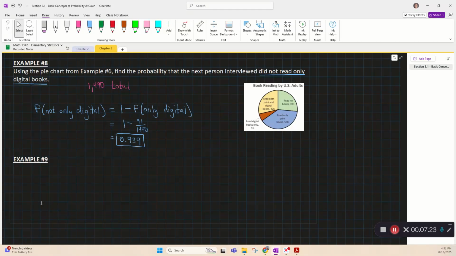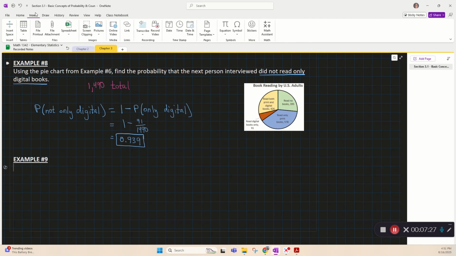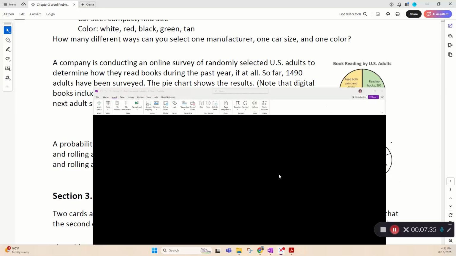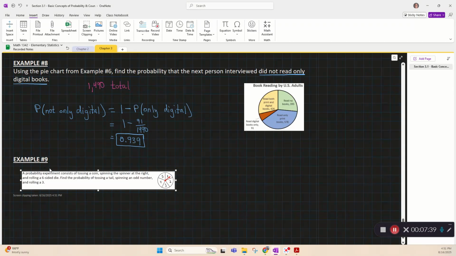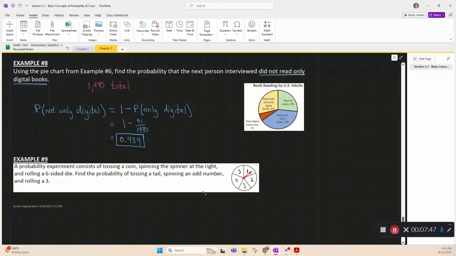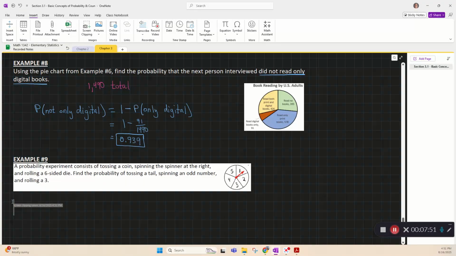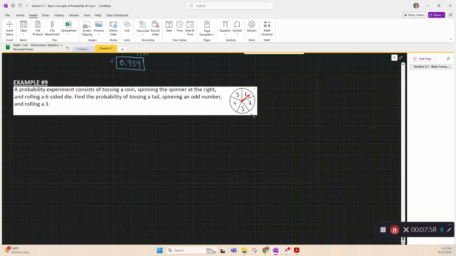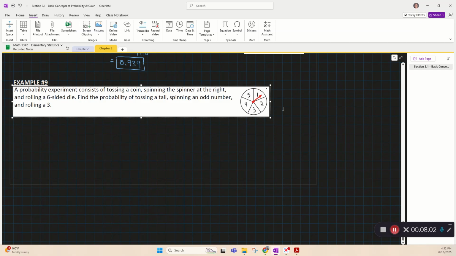Example number 9. A probability experiment consists of tossing a coin, spinning the spinner at the right, and rolling a 6-sided die. So we're doing 3 things. Find the probability of tossing a tail, spinning an odd number, and rolling a 3. They're asking a lot here.